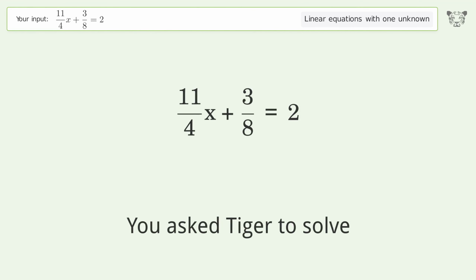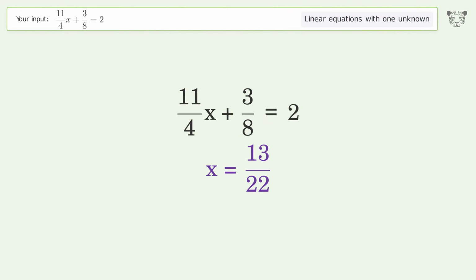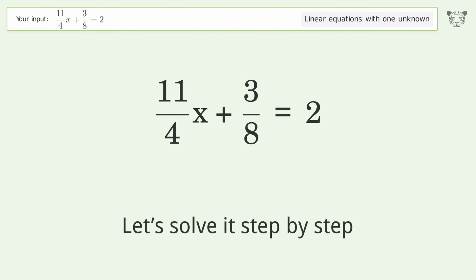You ask Tiger to solve. This deals with linear equations with one unknown. The final result is x equals 13/22. Let's solve it step by step.